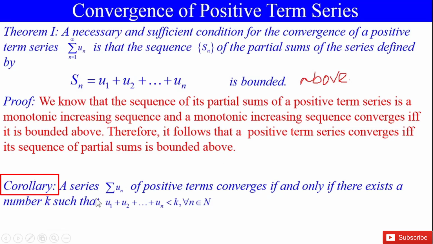Corollary. A series sigma un of positive terms converges if and only if there exists a number k such that u1 plus u2 plus up to un is less than k for all n belongs to N. This is the consequence of this theorem, because we know that this series is convergent if and only if its partial sums are bounded above. So, bounded above means there exists a positive number k such that its partial sum is less than k.